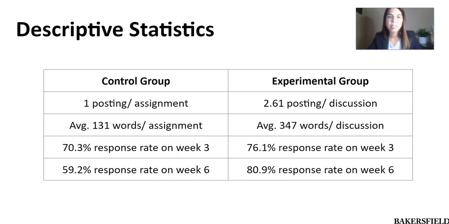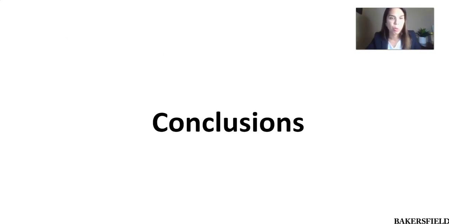And the descriptive statistics show the same thing. So the posting, just one posting for the control group versus the experimental group, makes sense because one is an assignment and one is the discussion. But it goes on to have a higher average of words per assignment. And then what really struck me is that in the experimental group, my response rate, so there were more students participating in the assignment over time as opposed to the control group.